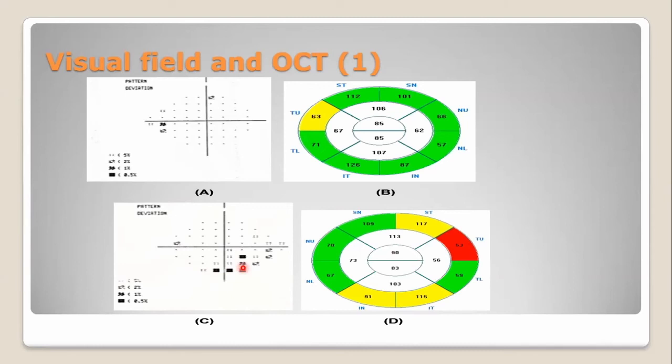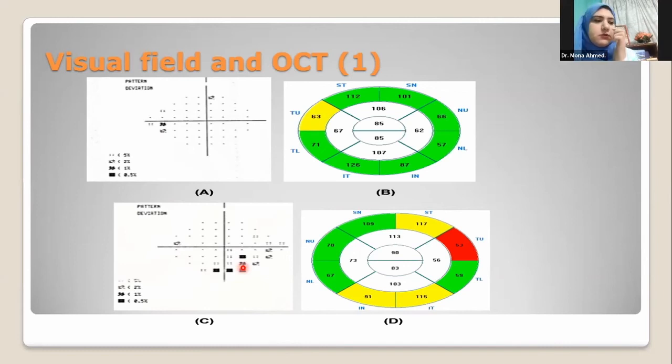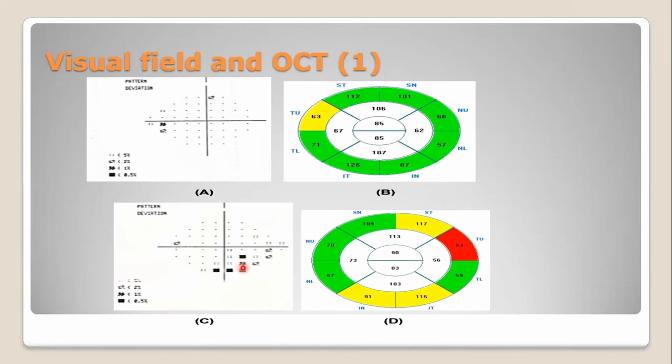Is this the first field for the patient, Yamona? No, this is not the first field. We actually did two fields, and this is the third one. We discarded the first two for the learning effect, and this one is with very good reliability, so I included it in this presentation. Okay, perfect. Then we have an evident case of early open angle glaucoma in the right eye and moderate open angle glaucoma in the left eye.